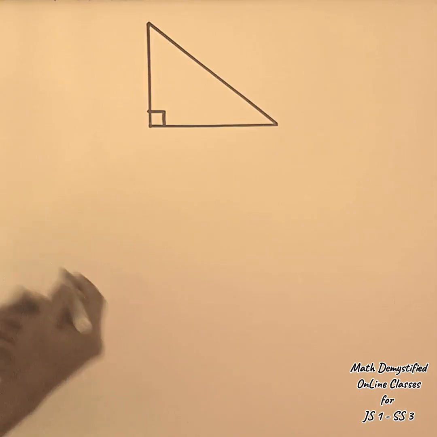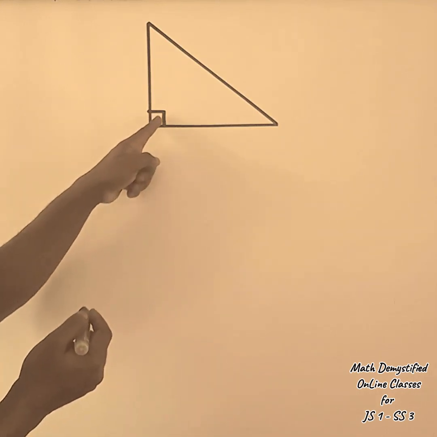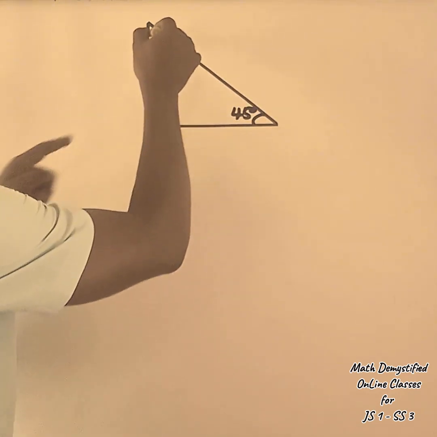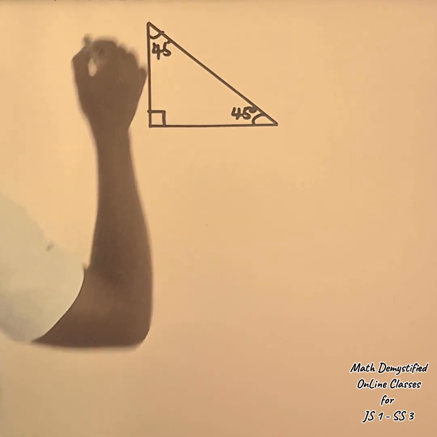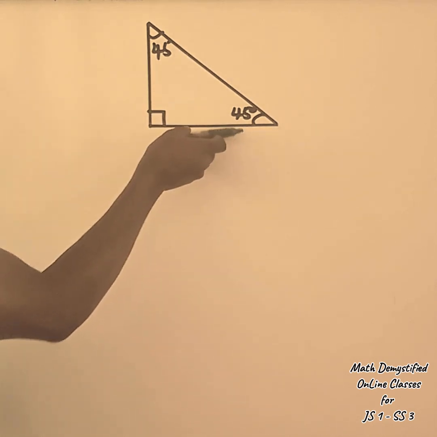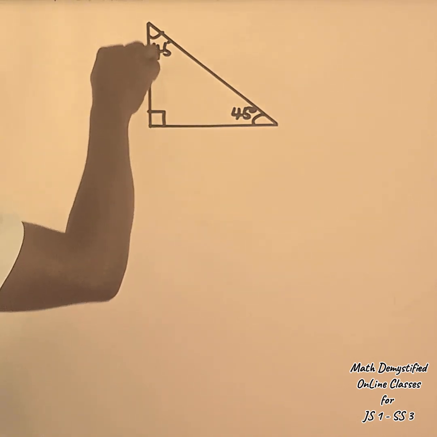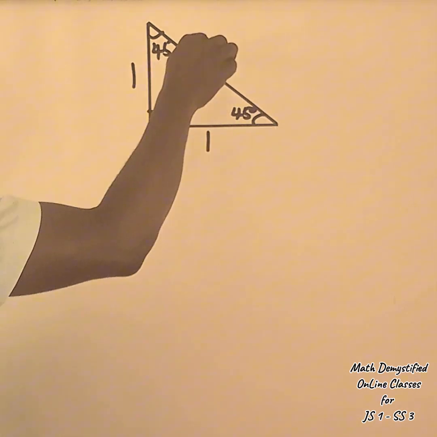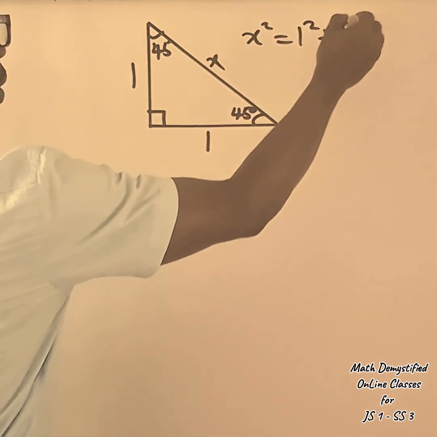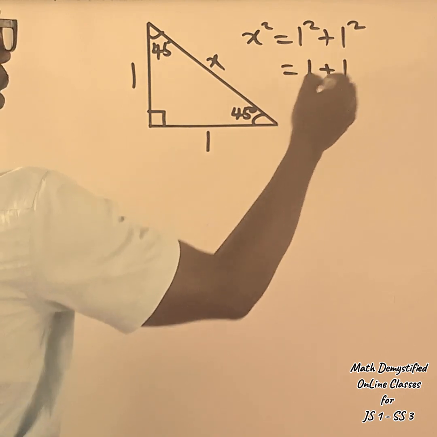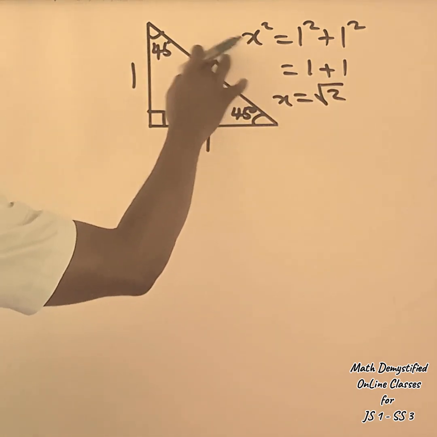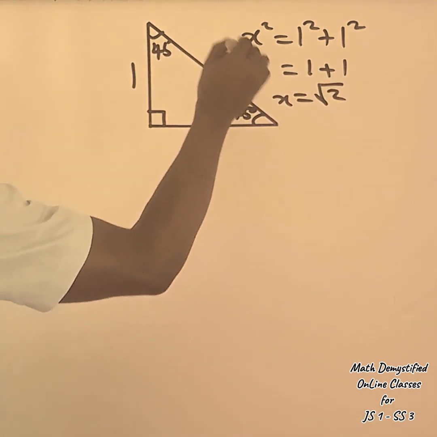Watch out. For angle 45, this is 90 degrees. So if I pick this to be 45, automatically this one too will be 45. And now that has formed an isosceles triangle, meaning that this side and this side are also equal. So let's call this 1 and this one 1. Let's calculate the hypotenuse. So x squared equals 1 squared plus 1 squared, and that will give you 1 plus 1, and that is 2. So x will be square root of 2. So this is square root of 2.